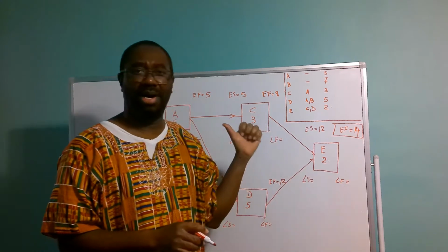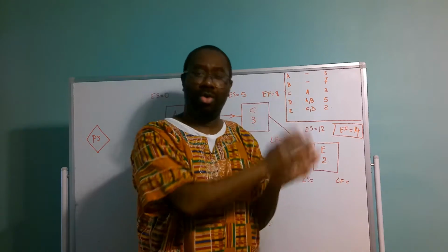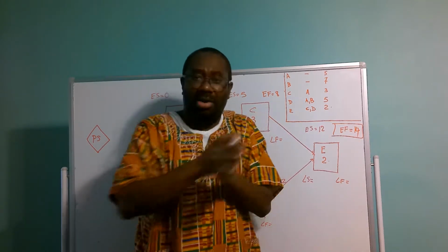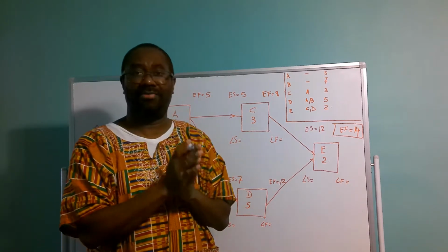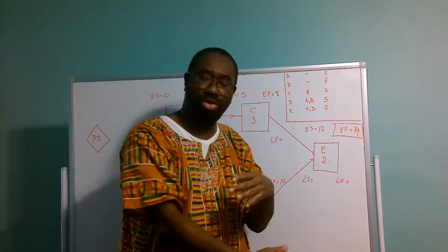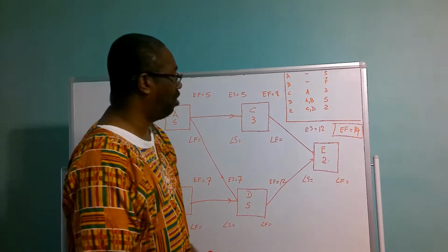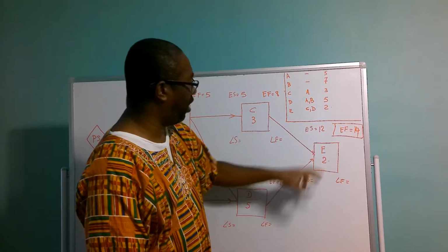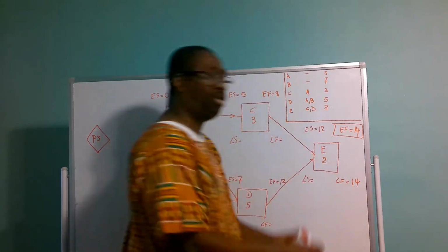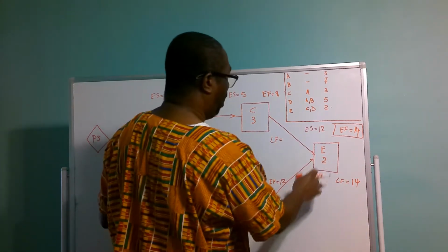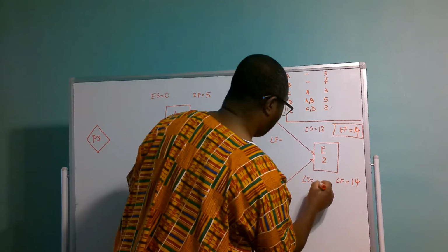But we have to do the backward pass because we have to know the float, because we are going to utilize the floating days to allocate our resources and level our labor force on the project. So we have to calculate the float. The float is what we're going to use to level the labor force. So we're going to do the backward pass now very quickly. The early finish of E is going to be the late finish of E, which is 14. And we are going back, so we're going to subtract. The duration of E is 2, so we subtract 2 from 14, which is 12.